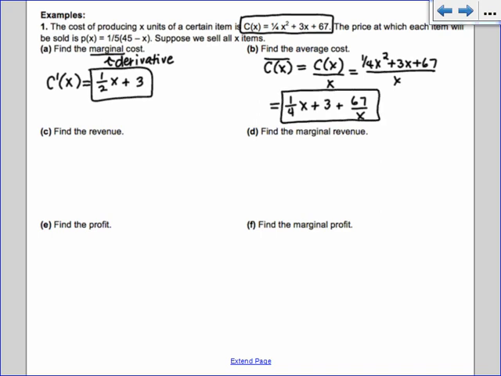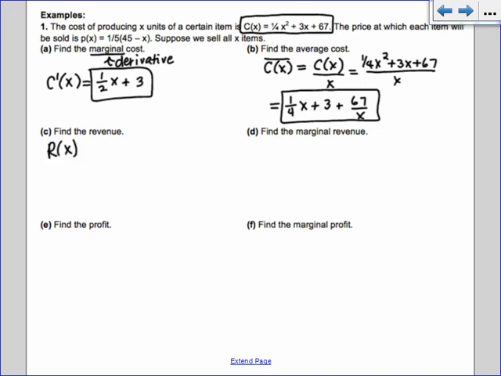The next one, find the revenue. If I'm finding the revenue, I need to think about the lemonade stand. If I sold each one for 50 cents and I sold 100 cups of lemonade, how much money did I make? 50 cents, 100 of them, $50. Does that make sense? We're taking the price for each item and multiplying by the number of items we sold.